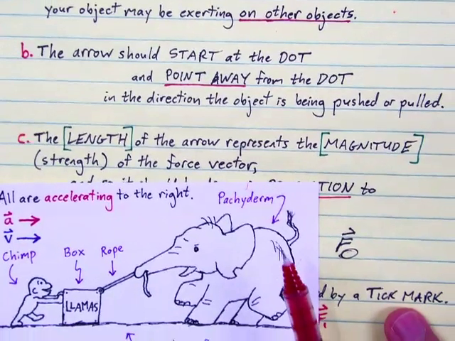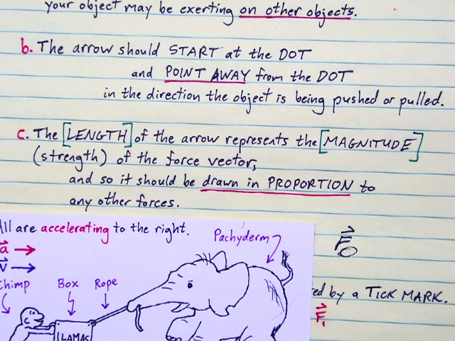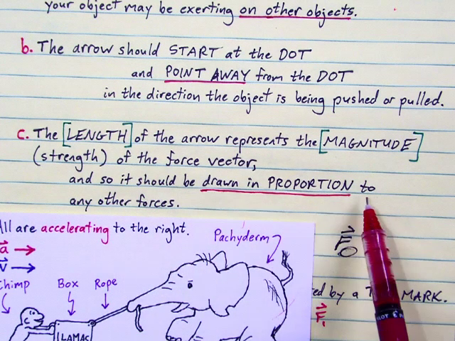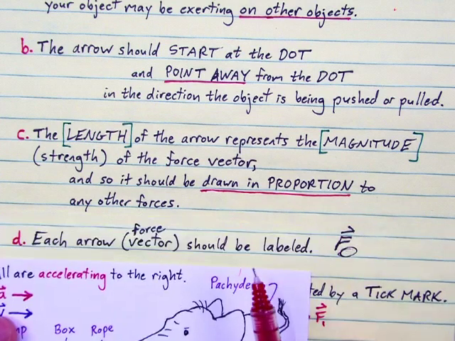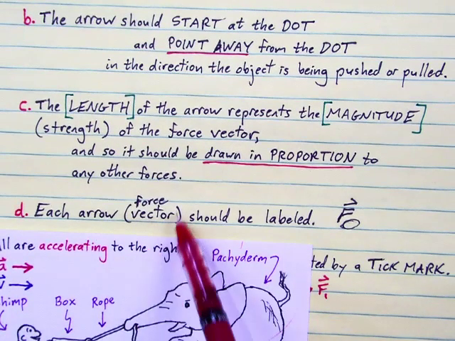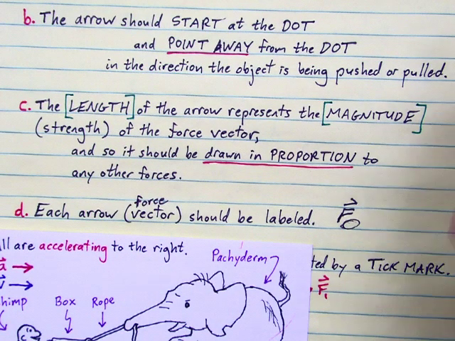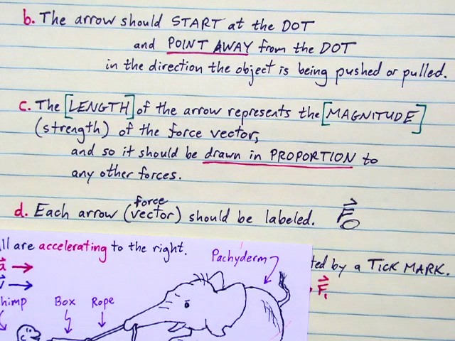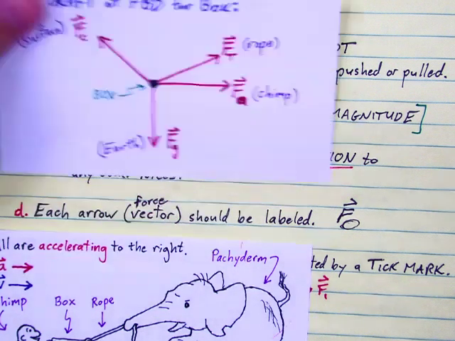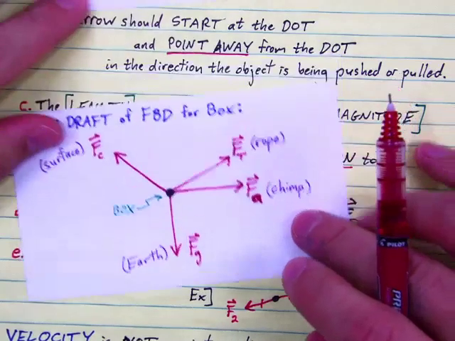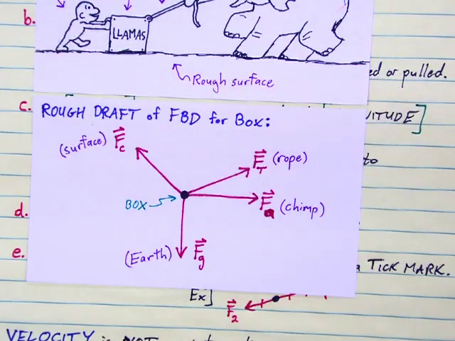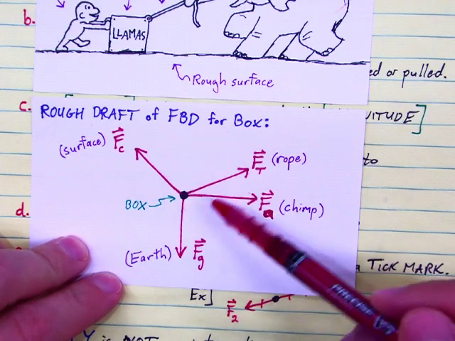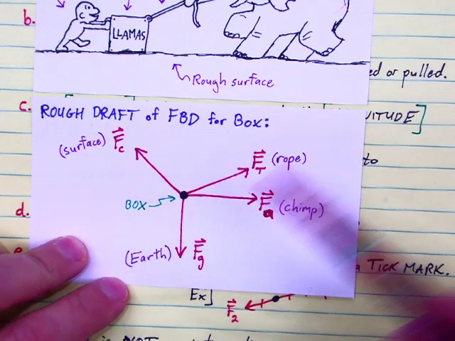C. The length of each arrow represents the magnitude or strength of that force vector, and so it should be drawn in proportion to any other forces. D. Each arrow, each force vector, should be labeled, typically capital F with a harpoon over it and some subscript to tell us what type of force it is. So now let's put down a rough draft of this free body diagram for the box. We counted 4 interactions, so I've got 4 arrows to represent those 4 interactions. There are 4 force vectors.